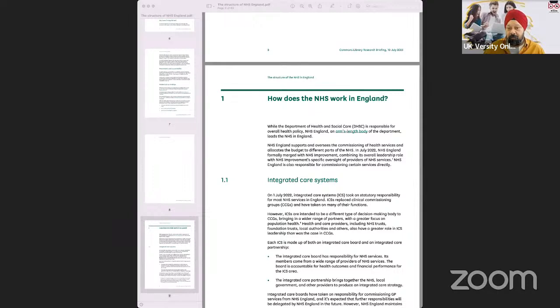So now this document is up on Moodle. For those of you who want to log in and see, should be able to get hold of this particular document, which is called the Structure of the NHS England. And it is a document that I would suggest that you read before we have the next session on Wednesday.